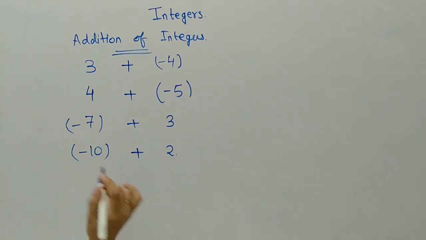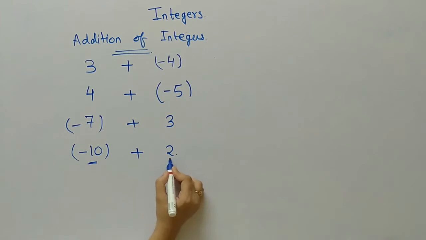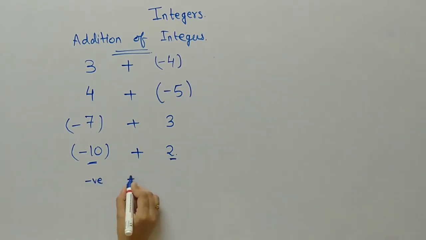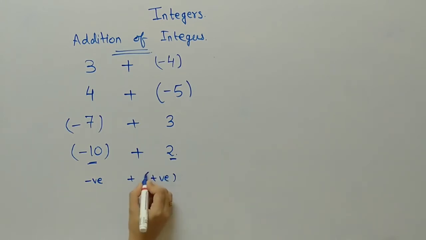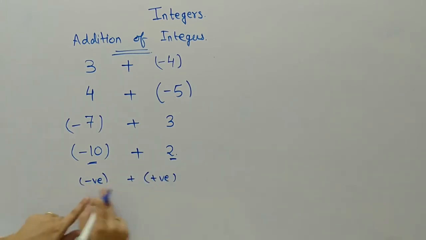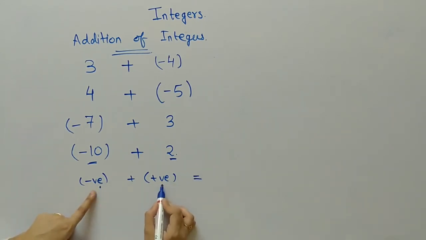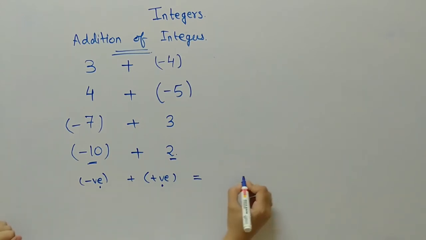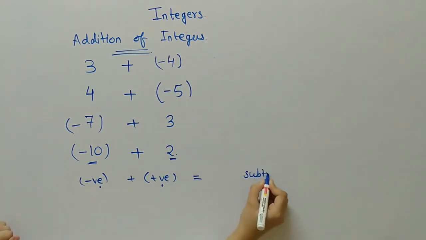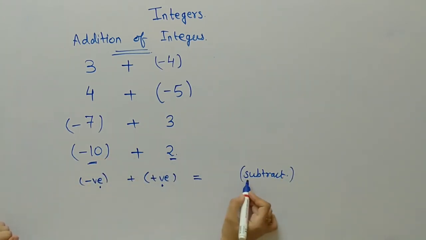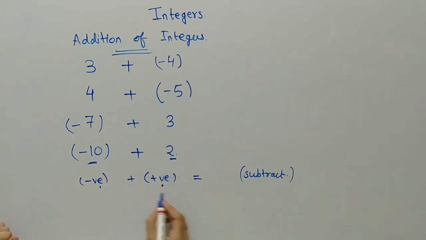So in this case, one integer is negative and the other one is positive. So negative integer plus positive integer. Now in this case, if one integer is negative and the other one is positive, we will subtract. We will subtract the numbers, and the sign of the resulting number will be the sign of the greater number.